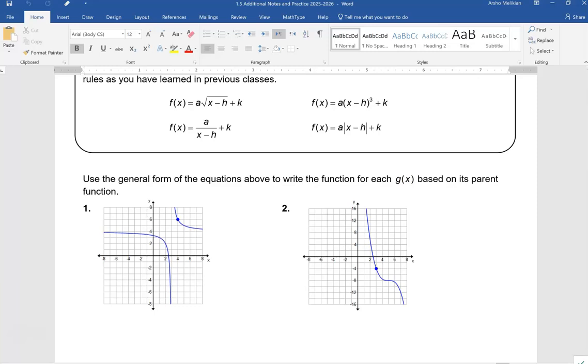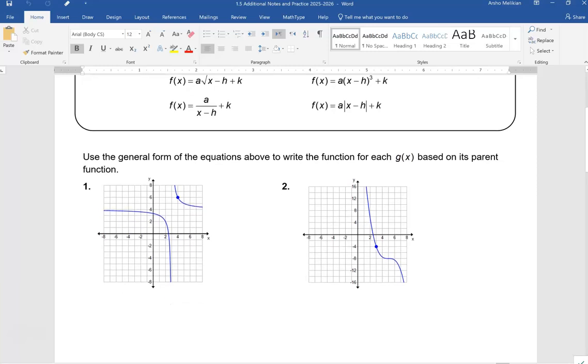So for example, this one, the parent function is 1 over x, right? But this has been translated somewhat. I mean, there have been some transformations. We're going to write an accurate and precise function for it. So since this is one of the reciprocal functions, I'm going to use this one.